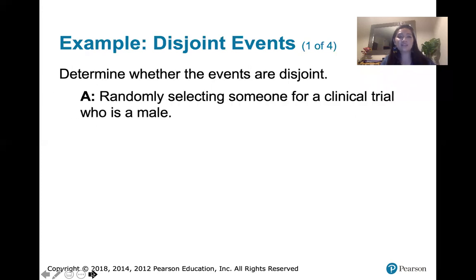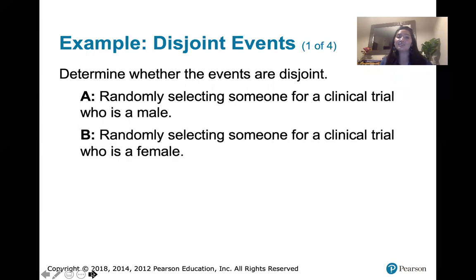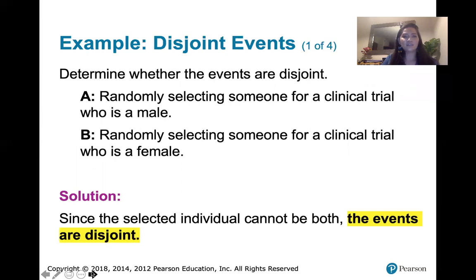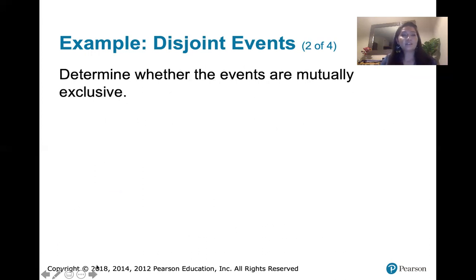So let's say event A is randomly selecting someone for a clinical trial that is male. And event B is randomly selecting someone for a clinical trial that is female. Well, if you can only be female or male, and that has traditionally been the case, these two events are disjoint. Since a selected individual cannot be both male and female, and of course, this is using that traditional binary expression for gender, then we would say that these events are disjoint. So that's one example.